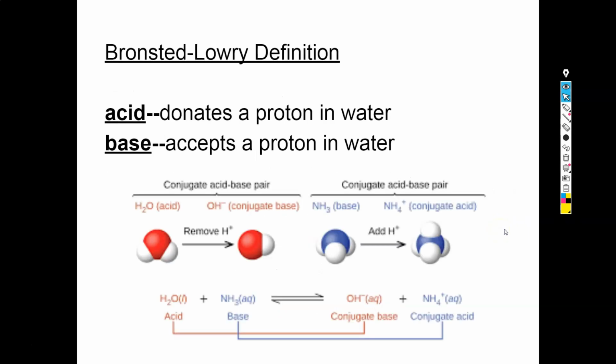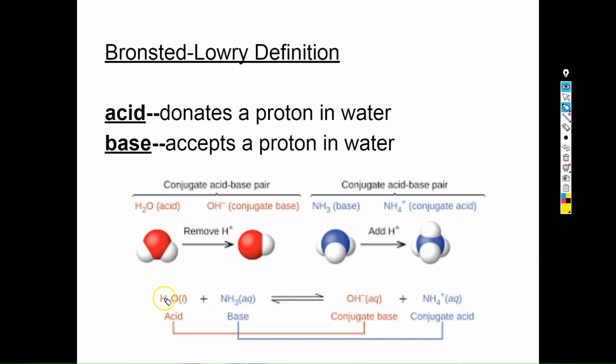So instead, we mostly use this definition, which is called Bronsted-Lowry definition, and it says that an acid donates a proton in water, whereas a base accepts a proton in water. And so that's a little bit more broad-based for us. So if we define a base as anything that can accept a proton in water, in other words, it has to have a lone pair of electrons, then more examples of bases can be used.